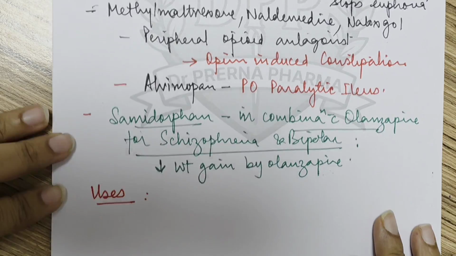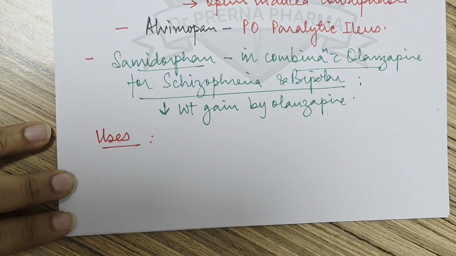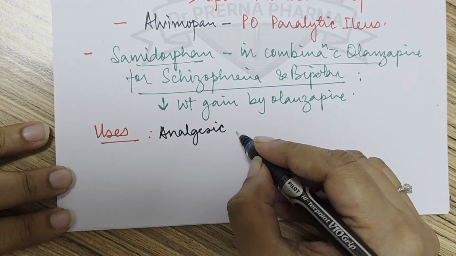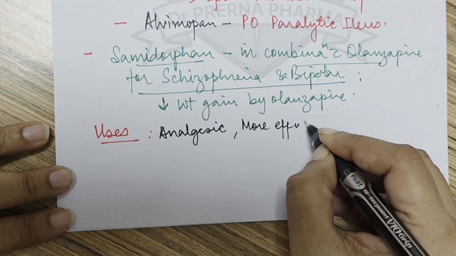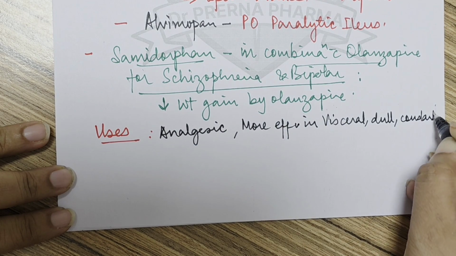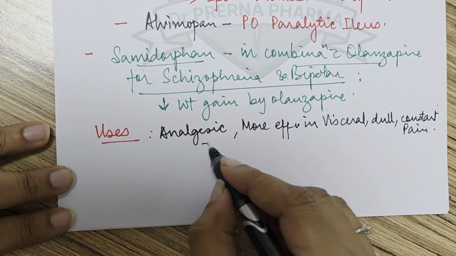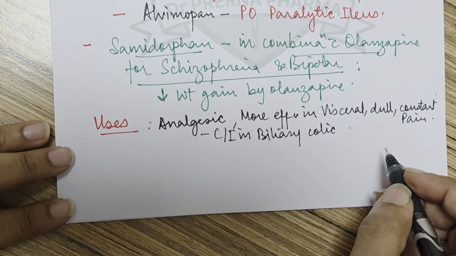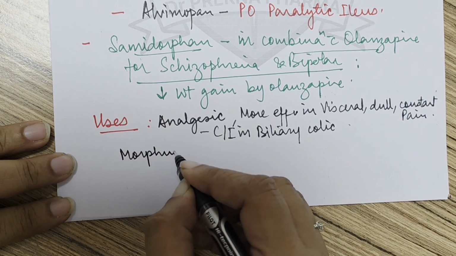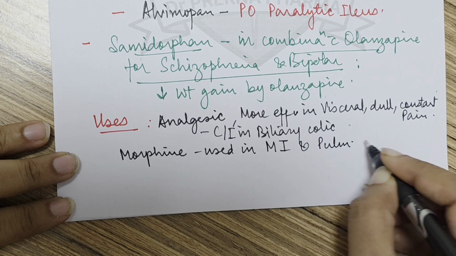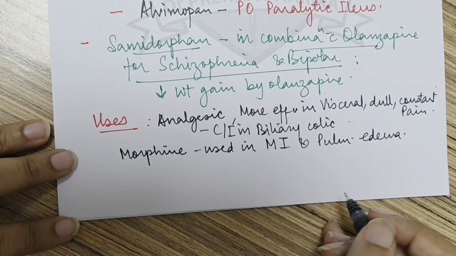So now let's come to the uses. In the uses, the first and best use of these is that they are analgesics. They are more effective in visceral dull constant pain, right? But they are contraindicated in biliary colic. Then morphine is used in myocardial infarction and pulmonary edema, right?